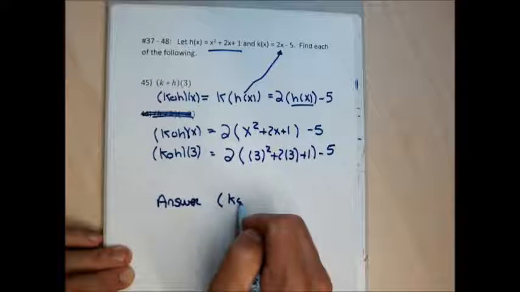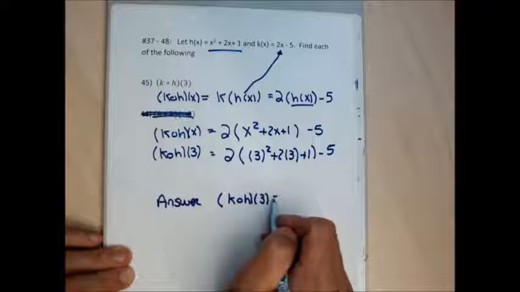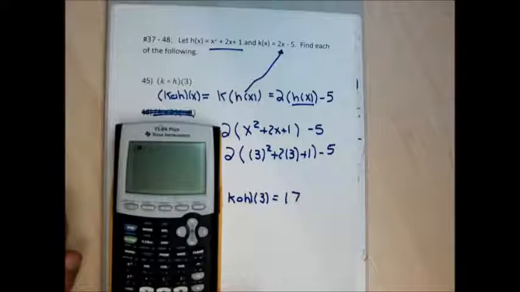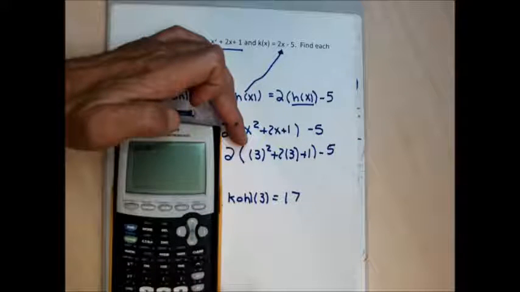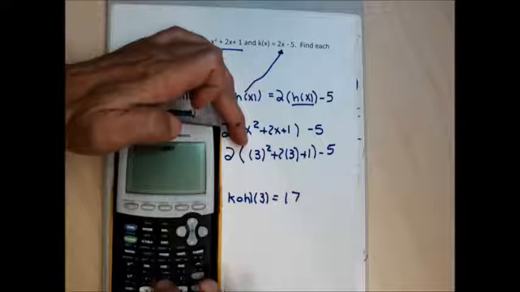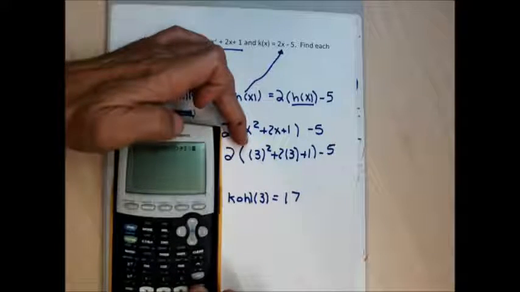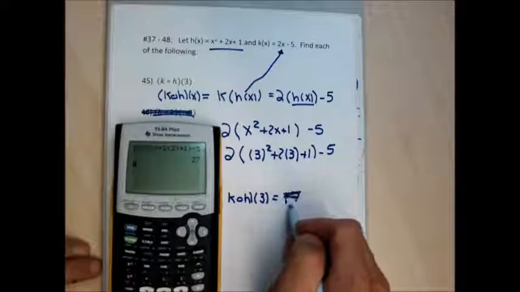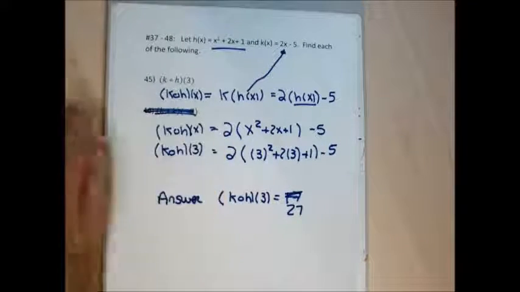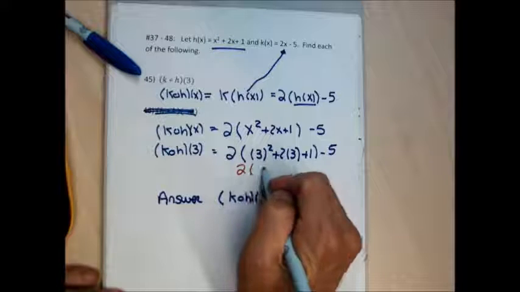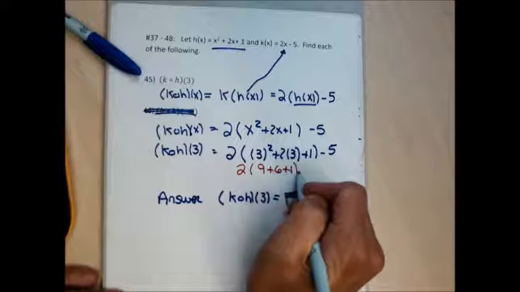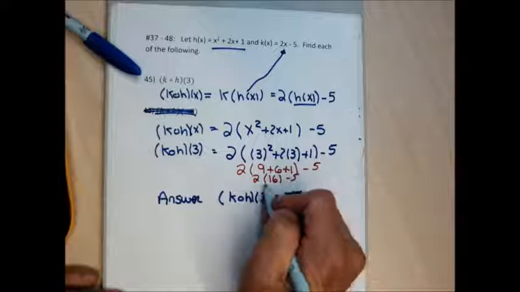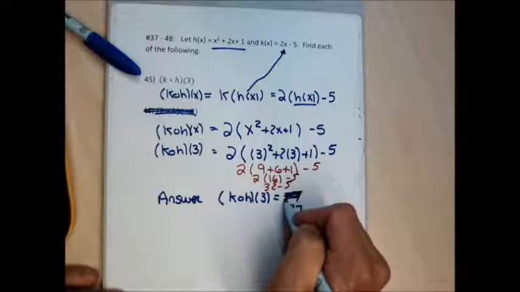And just to be safe, I'm doing all the work on my calculator because it's a lot easier. Or, well, maybe not necessarily easier, but more accurate. So 2 parentheses, 3 squared plus 2 parentheses 3 plus 1 parentheses, and then minus 5. And I get 27. So that's the danger of doing it by hand. Let me make sure that that's okay. This is 2 times 9 plus 6 plus 1 minus 5. This is 2 times 16 minus 5, and that's 32 minus 5, which is 27. So the answer should be 27.